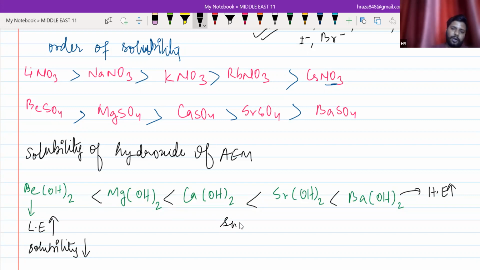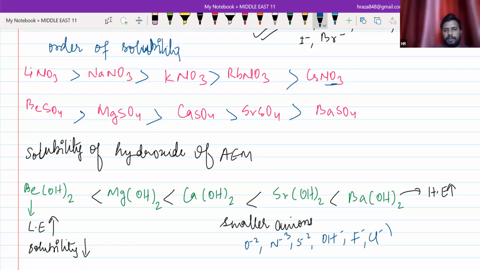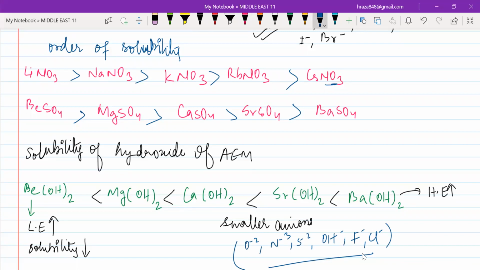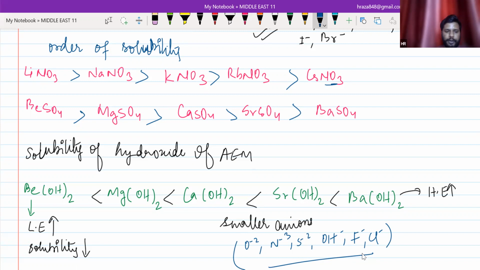So basically, it's all about smaller anions. And what are smaller anions? Smaller anions like O2-, N3-, S2-, OH-, F-, Cl-. When it comes down the group, solubility increases. Is that clear? Yes, sir. Please write it. So in general, I'm going to write a point which will be very important.